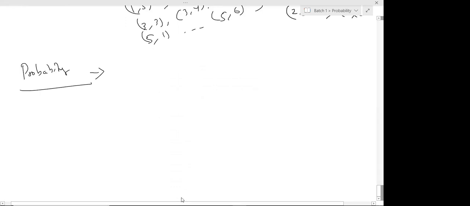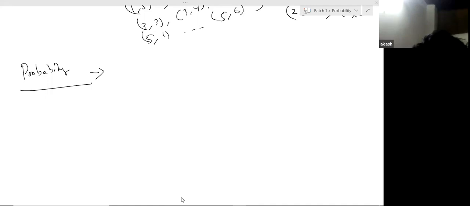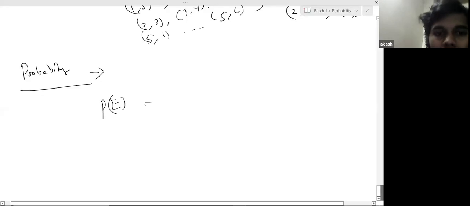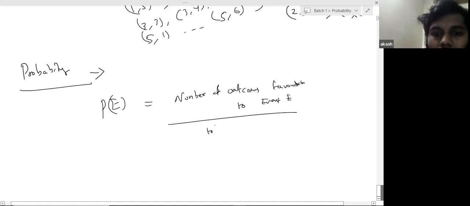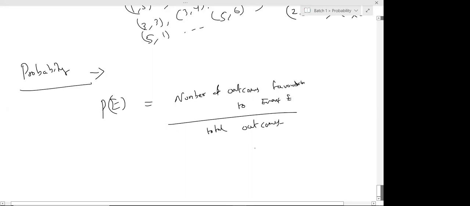Probability. All right. In class 11, we write probability of any event E is number of outcomes favorable to event E upon total outcomes. All right, write it down. Write it down. And we also know probability of any event should be less than equals to 1 but more than equals to 0.